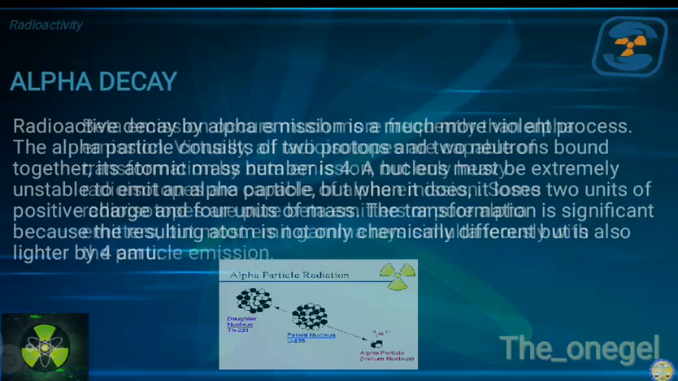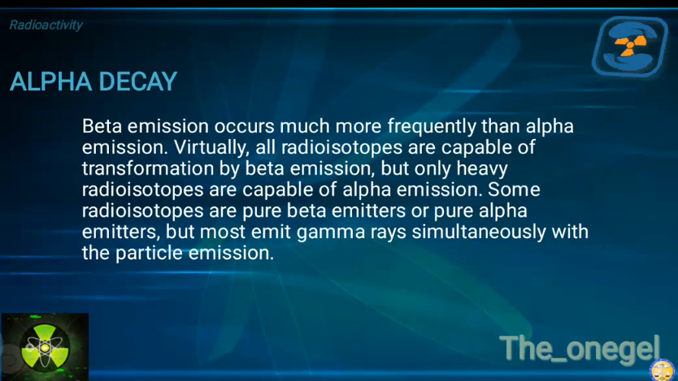Okay, sige, ito muna. Beta emission occurs much more frequently than alpha emission. Virtually all radioisotopes are capable of transformation by beta emission. But only heavy radioisotopes, sinabi natin kanina, atomic mass number greater than or equal to 150, are capable of alpha emission. Some radioisotopes are pure beta emitters or pure alpha emitters, but most emit gamma rays simultaneously with the beta particle emission or alpha emission. Okay, so si gamma daw, mas sumasama siya with beta or alpha emission.